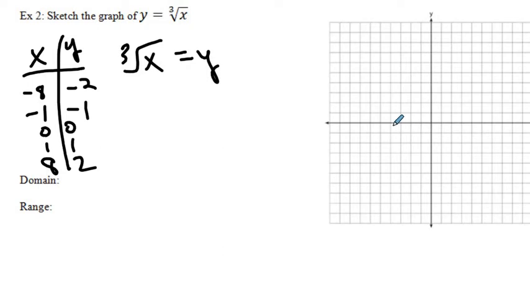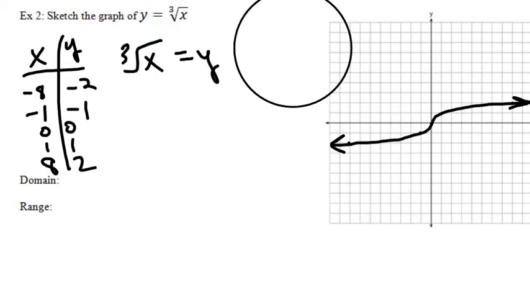When x is -8, over here, y is -2. When x is -1, y is -1, 0, 0, 1, 1. And then when x is 8, y is 2. So this graph has such a cool pattern, and I love graphing it.